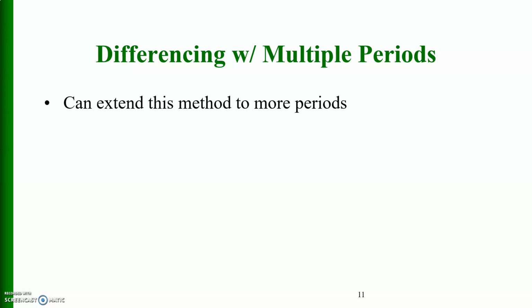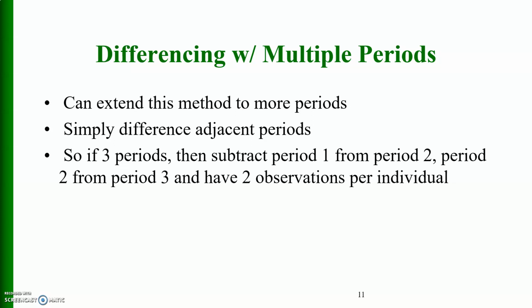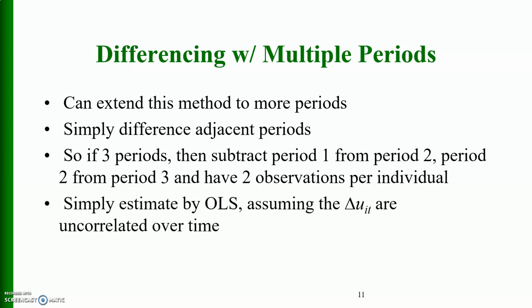We can also extend this method to more than 2 periods. Simply difference adjacent periods. For example, if there are 3 periods, then subtract period 1 from period 2 and period 2 from period 3, and we have only 2 observations per individual. So we can simply estimate by OLS, assuming the delta uit are uncorrelated over time.